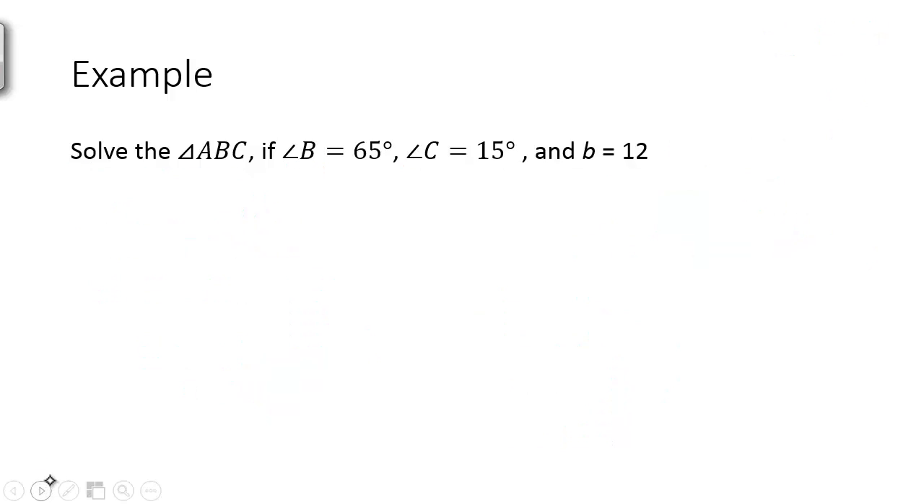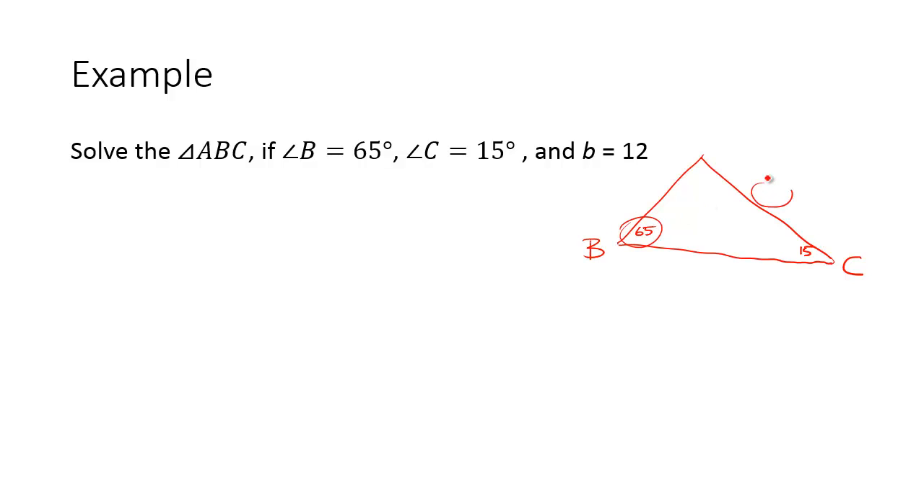Try this next one. See if you can get it on your own, and then come back to the video and check it out. So we've got a triangle. Say we know angle B is 65. It doesn't matter where you write it. We also know that angle C is 15. And then little b, which is across from the 65, is 12. So that means A is here, and little a is here, and little c is here.